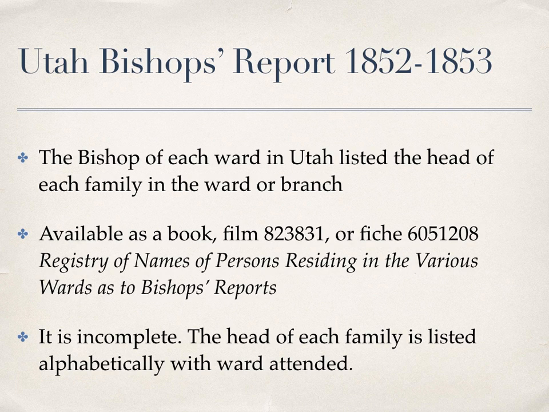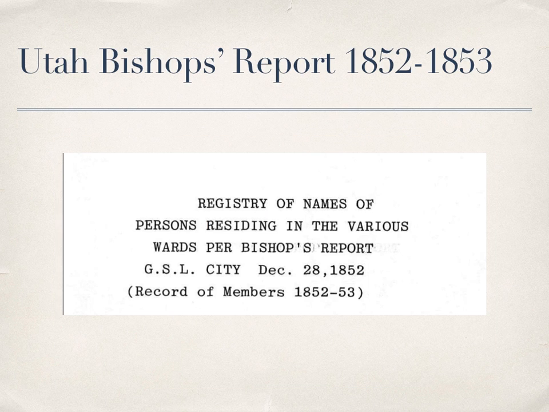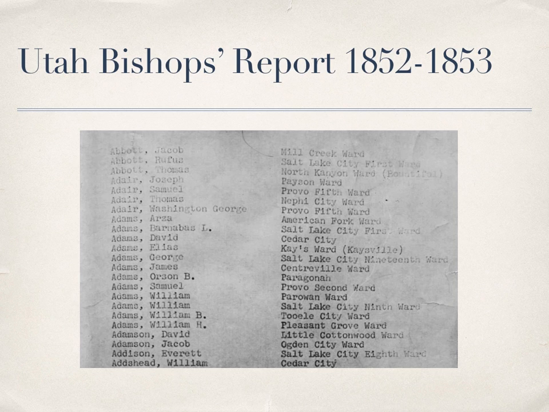So from the wiki page on LDS Census, I click on the link. It takes me to this page, the Registry of Names, and I see that there's a digital version of this item available by clicking on this link where it says click here. When I do that, it comes up with the title, Registry of Names of Persons, etc., in GSL, or Great Salt Lake City, on December 28, 1852. And as I scroll down through this, I would see pages like this. It can be a little bit difficult to read, but not impossible. And I can see the name of each male head of household and the ward where he was residing.